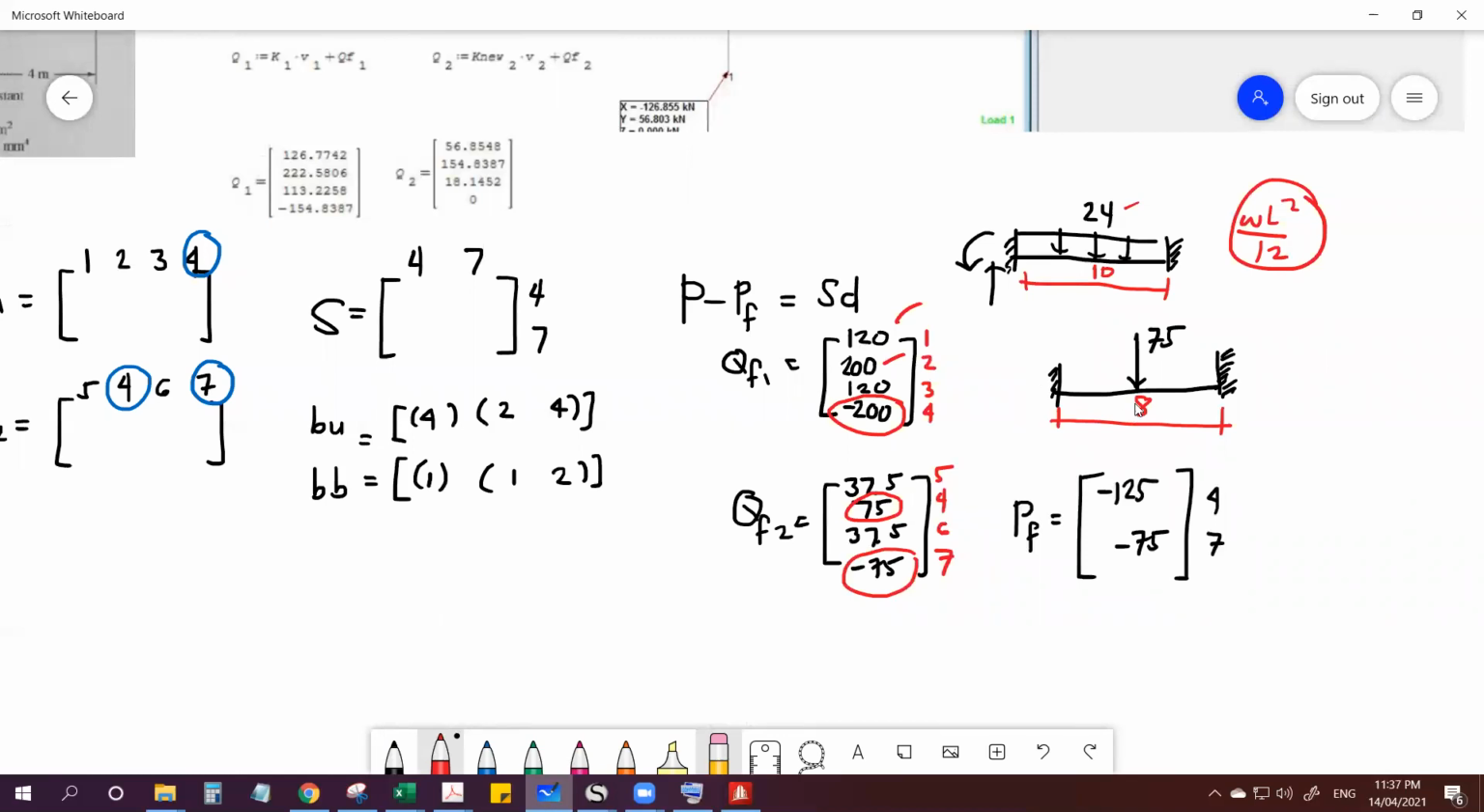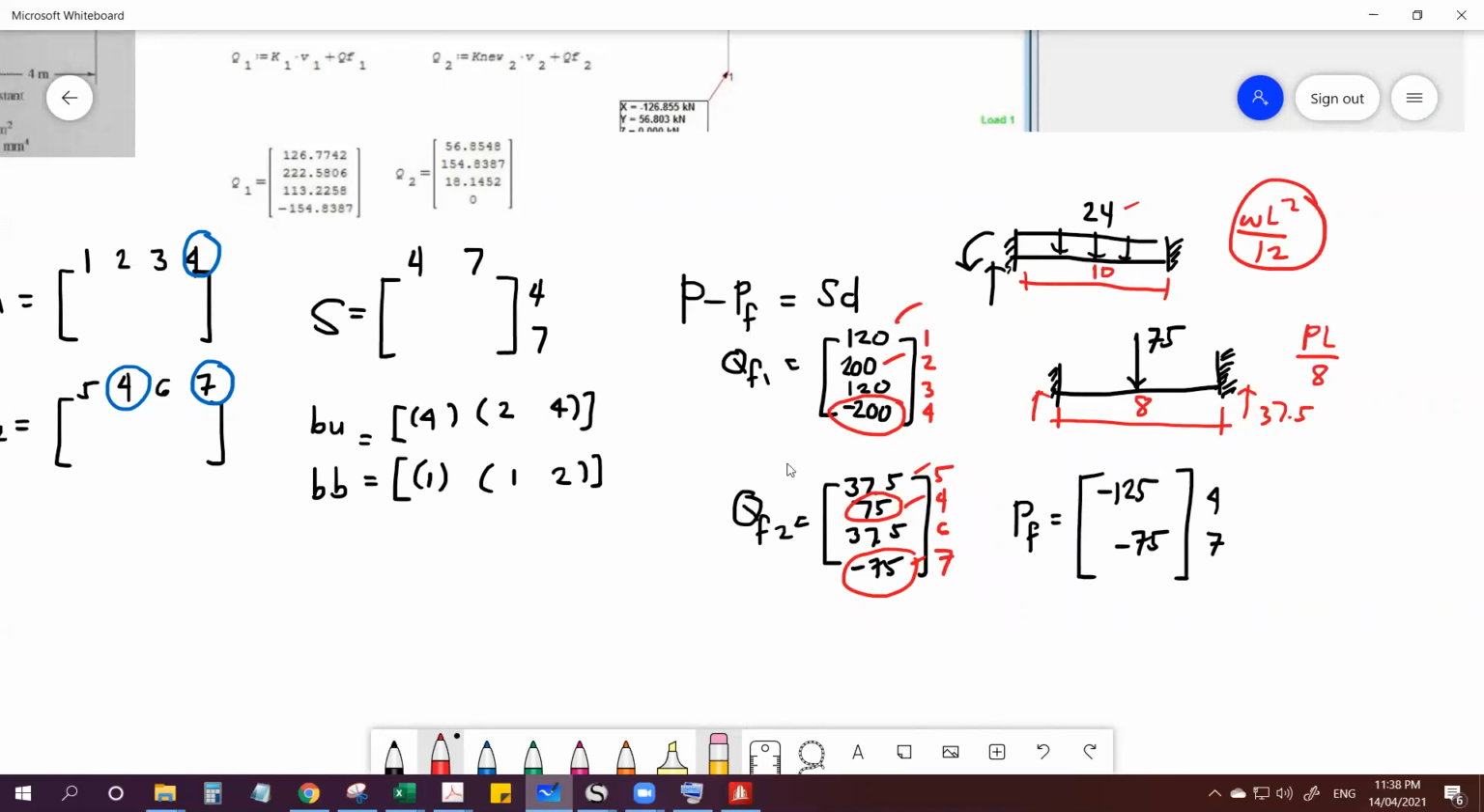For the next member, we have a concentrated load on the midspan. So the formula is PL over 8. So 75 times 8 over 8 is simply 75. And for the vertical reaction, you just have to divide that by 2 since it's symmetrical. So this will be 37.5.